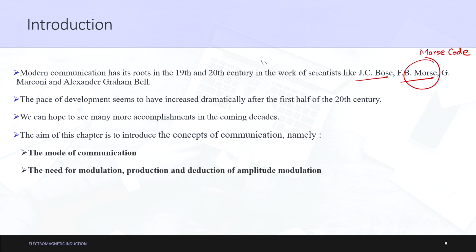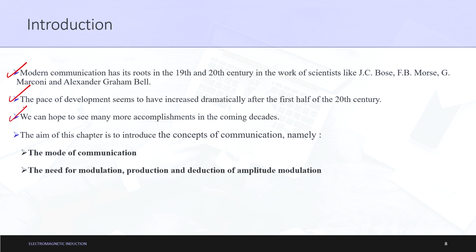Next, the pace of development seems to have increased dramatically after the first half of the 20th century, as in after 1950 and so on. We can hope to see many more accomplishments in the coming decades.